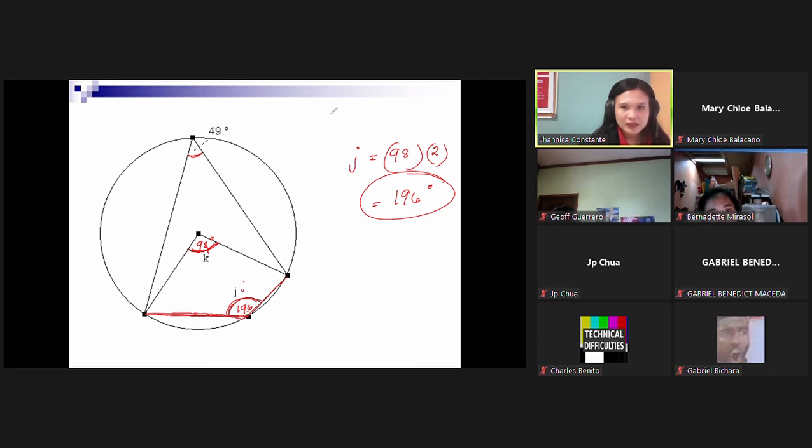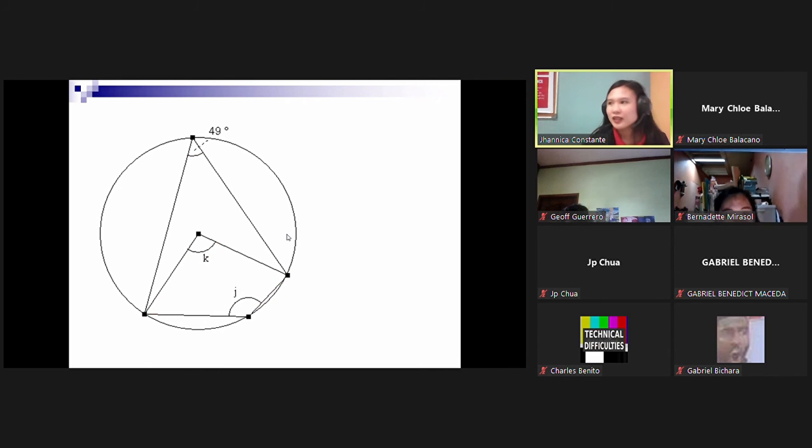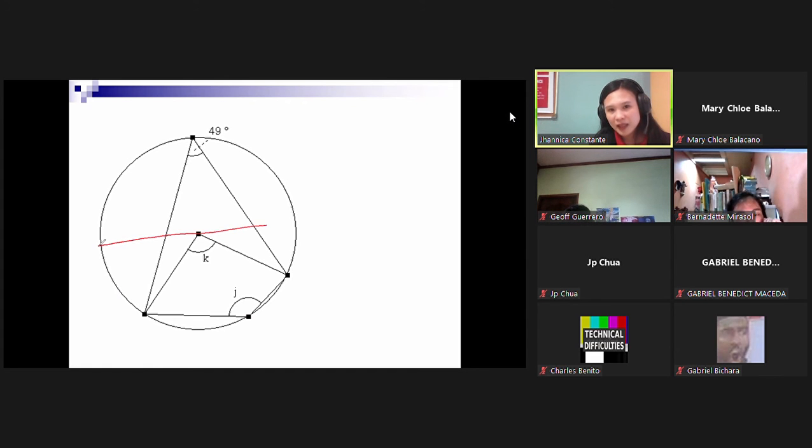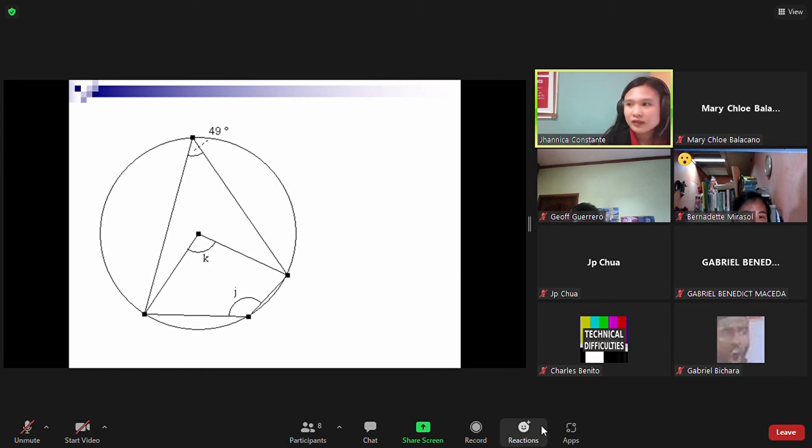Okay na? Let's have another example. Let's say we have this circle. Yes, it can be more than 180 degrees. The only thing that cannot be more than 180 degrees is when the line segment or one side of the triangle is the diameter. Yun lang ang hindi pwede mag more than 180 degrees. But the other types of triangle in the circle can be more than 180. Okay?